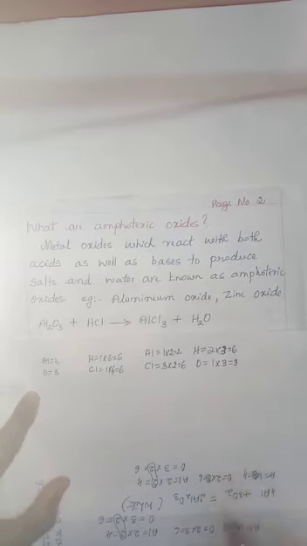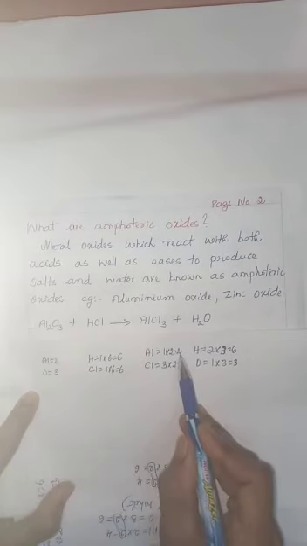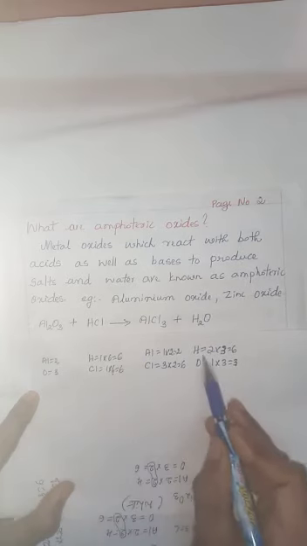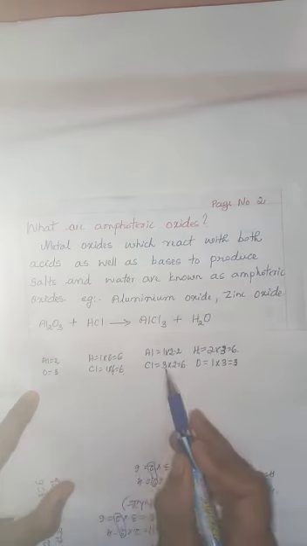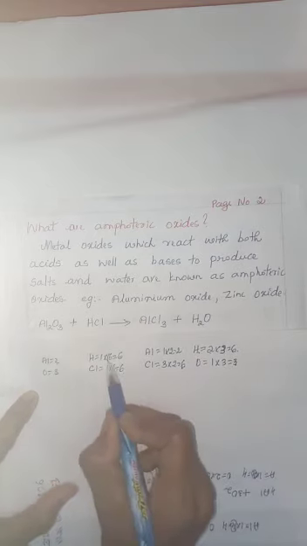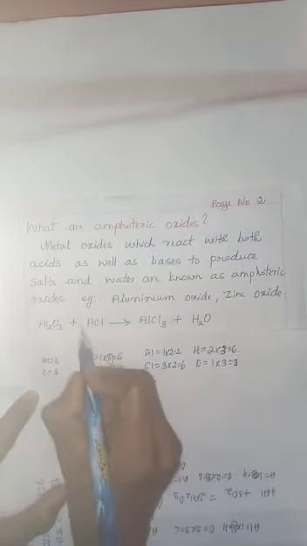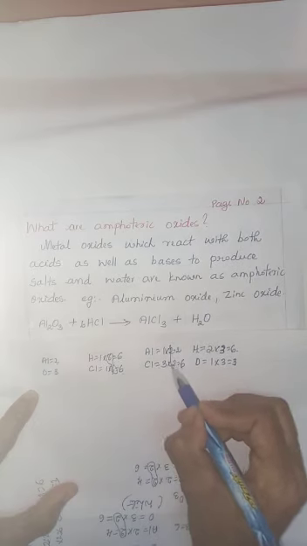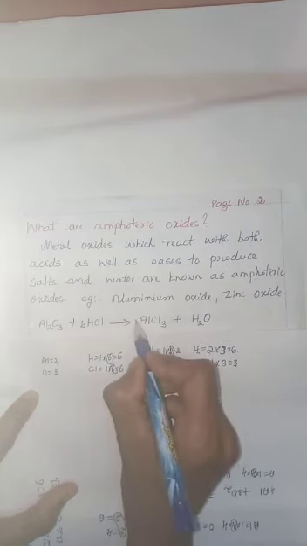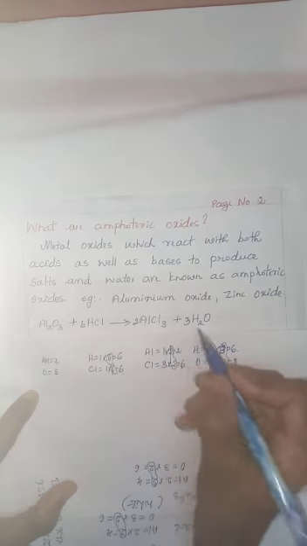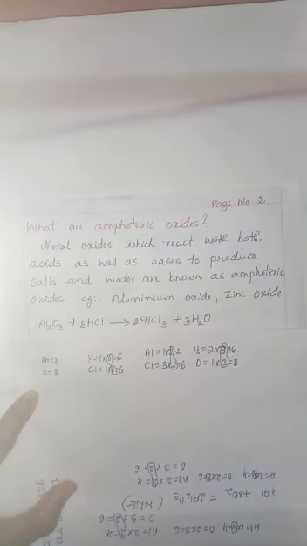Now look at the number of atoms. Aluminium 2, 2. Oxygen 3, here there are 3. Hydrogen 6, here hydrogen 6. Chlorine 6, chlorine 6. Now it is a balanced equation. Now write this number 6 here. HCl, 6 HCl. Here it is multiplied by 2. Write this 2 here. Hydrogen and oxygen are multiplied by 3. Write this number here. Now it is a balanced equation.